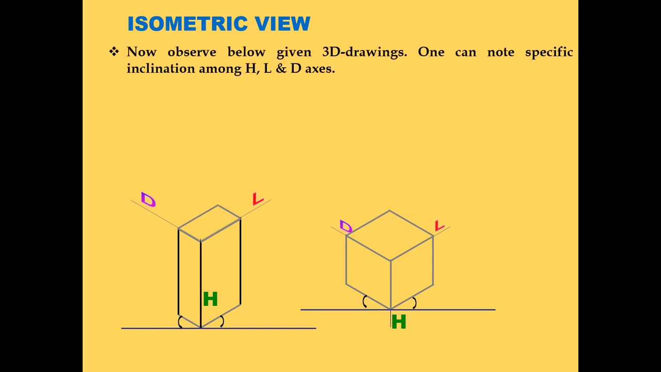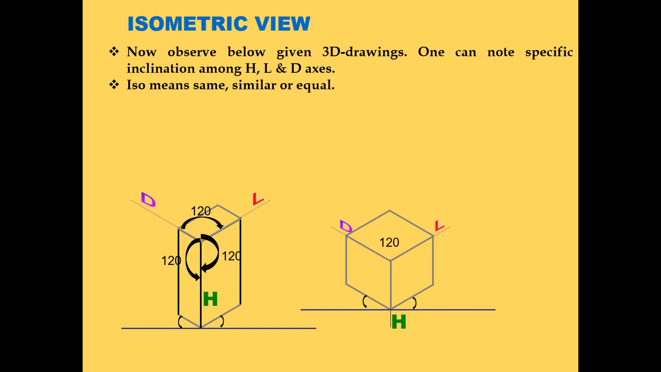Let us observe these two 3D drawings. Here we find that L, the length axis, D, the depth axis, and H, the height axis, have specific inclinations with respect to each other. The meaning of the word iso is similar or equal. As we see here, the length axis is inclined with respect to the depth axis at an angle of 120 degrees. The same is the case with the H and D axes. Height axis and depth axis also make 120 degrees with each other, and height and length axes also make 120 degrees with each other.